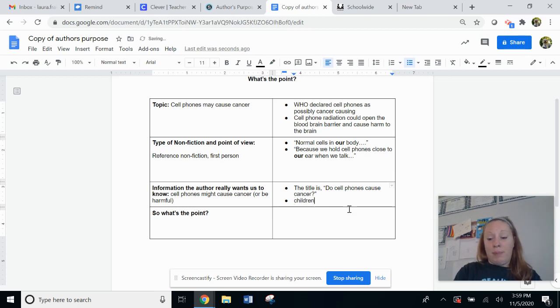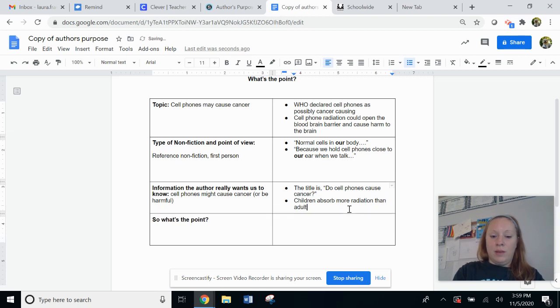We read that, and I'm going to paraphrase this, so I don't need to put it in quotes. Children absorb more radiation than adults. And there's a lot of evidence to support that that's what they really want us to know, but I'm going to end it there. So what's the point? Let's put this all together. Cell phones may cause cancer. It's reference nonfiction, so it's full of facts. Cell phones may cause cancer or be harmful. We have a lot of evidence to support that we're right.